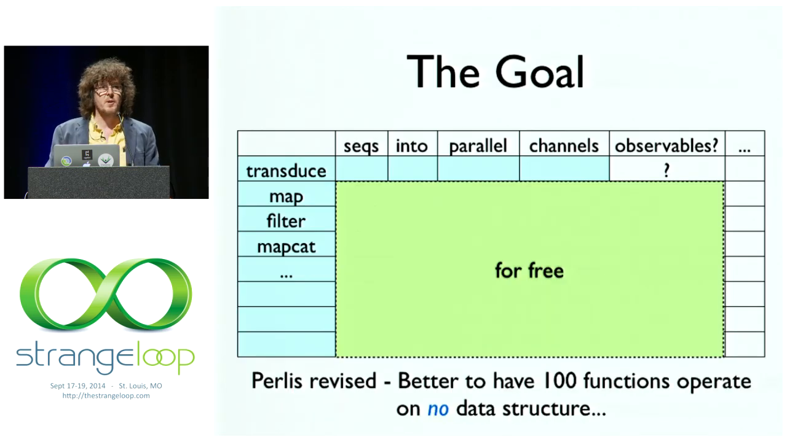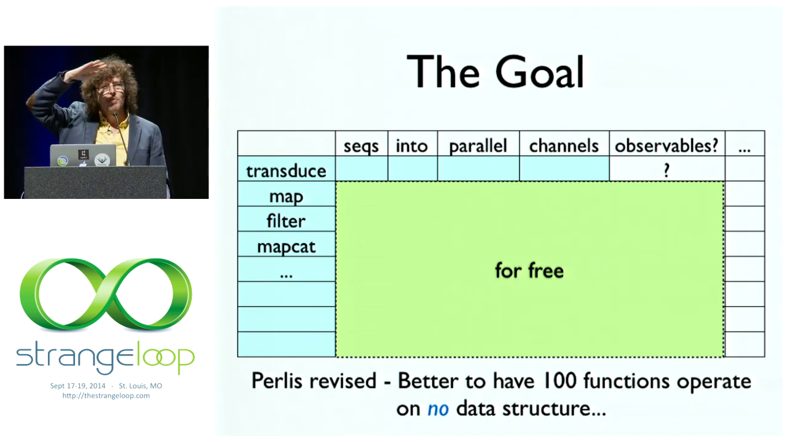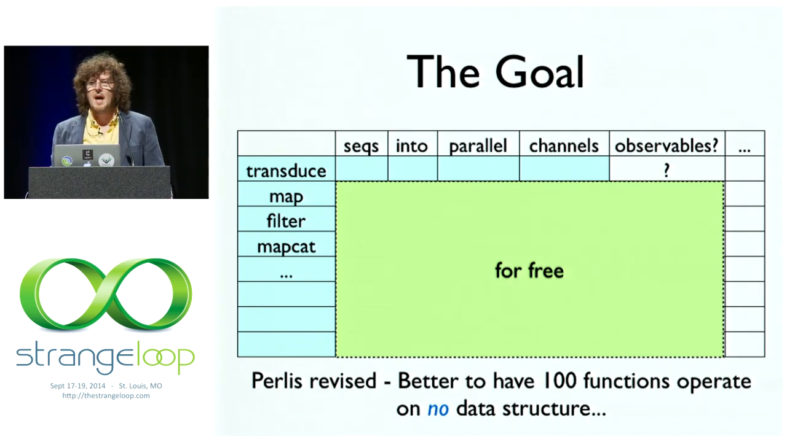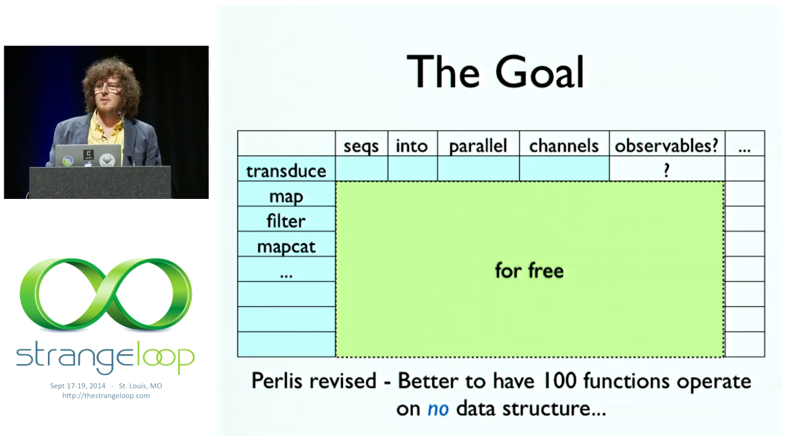So this is what we're trying to accomplish. You define a set of transducers once. You define all your new cool stuff, right? So channels today, observables tomorrow, whatever the next day. You just make it accept transducers. And every specific implementation of these things you get for free. And every recipe that somebody creates that's a composition of those transducing operations works with your thing right away. That's what we want, right? We're going to take Perlis and just say, it's even better. We want 100 functions with no data structure.